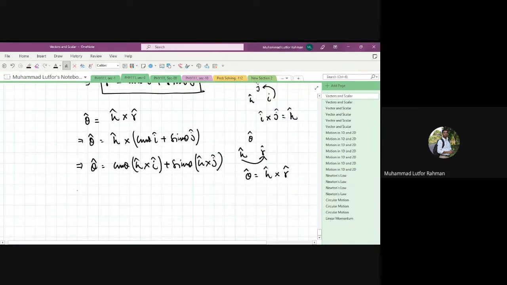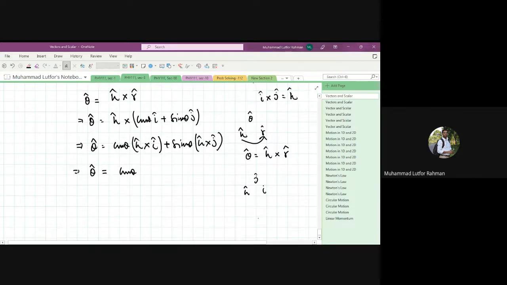Now look at this. What will it give me? What is the value of k cross i? Sir, it's minus. No, no, no. Right now this is the Cartesian coordinate system. Yes, k cross i is going to be plus j, right? Yes, sir.